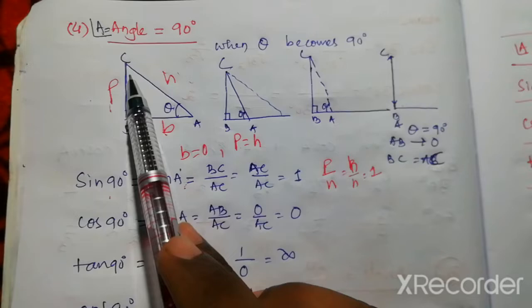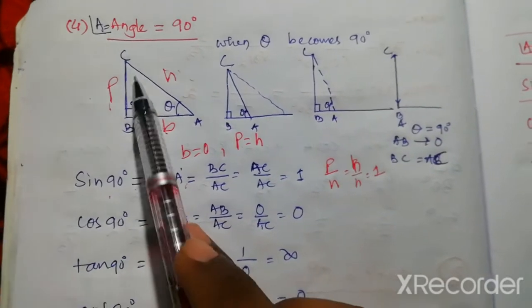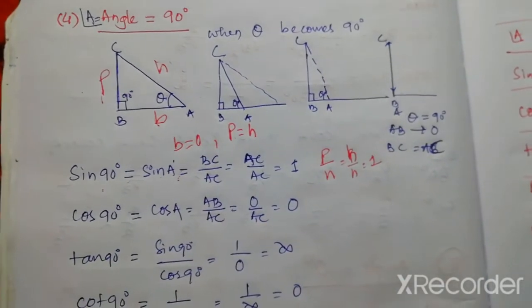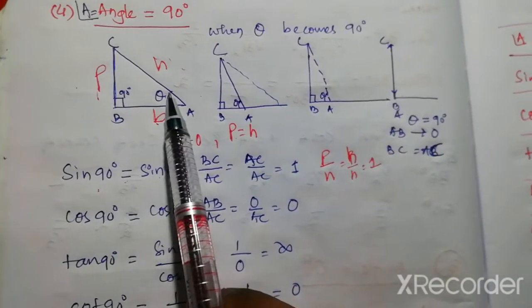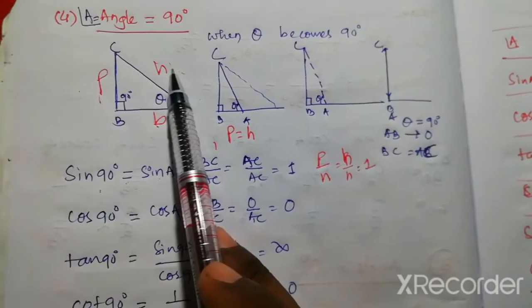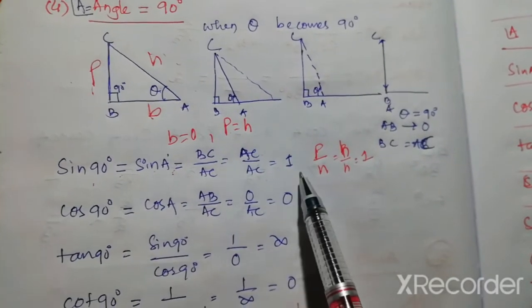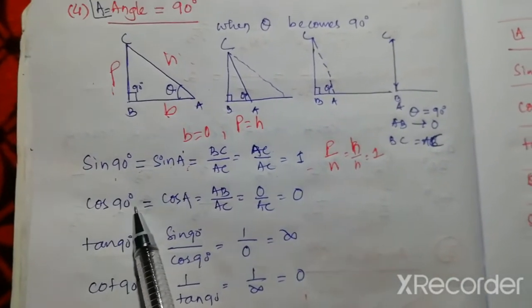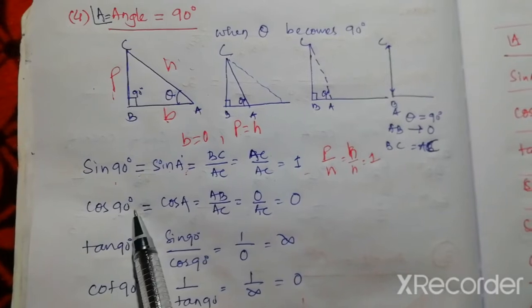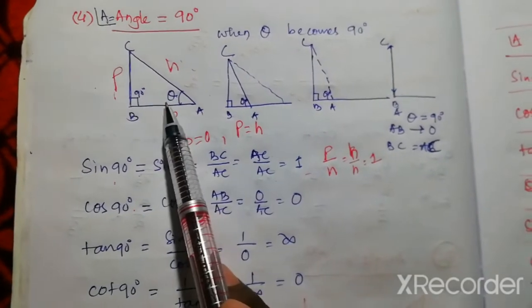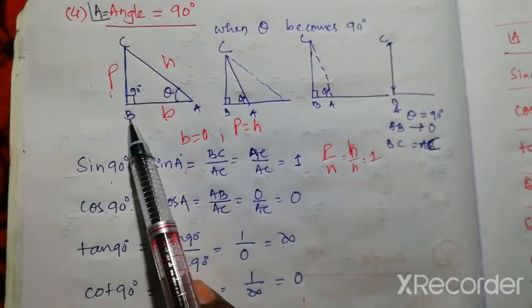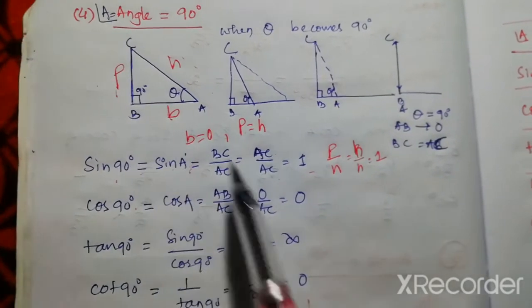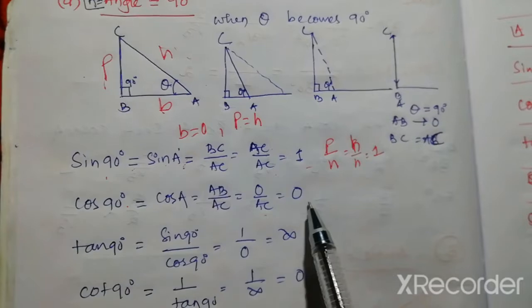Here sin A is P by H, that is BC by AC. We know BC is equal to AC because P is equal to H. So AC by AC is equal to 1. Like that, cos 90: this one is theta, so adjacent is AB, AB is equal to 0. So AB by AC, 0 by AC, is 0.